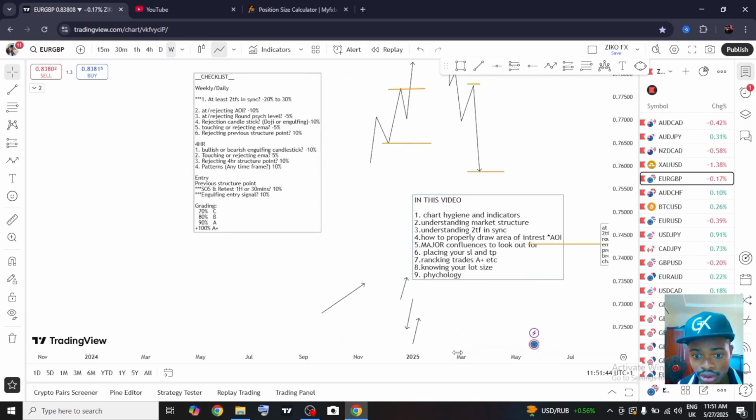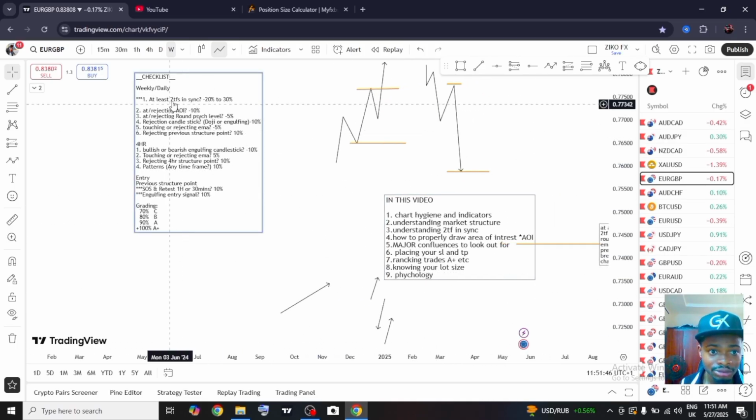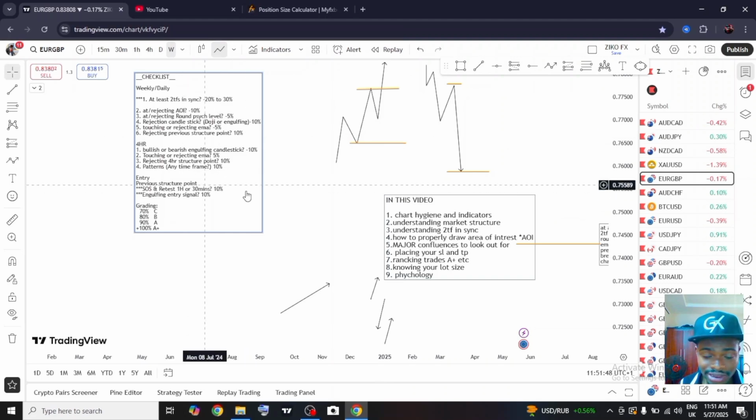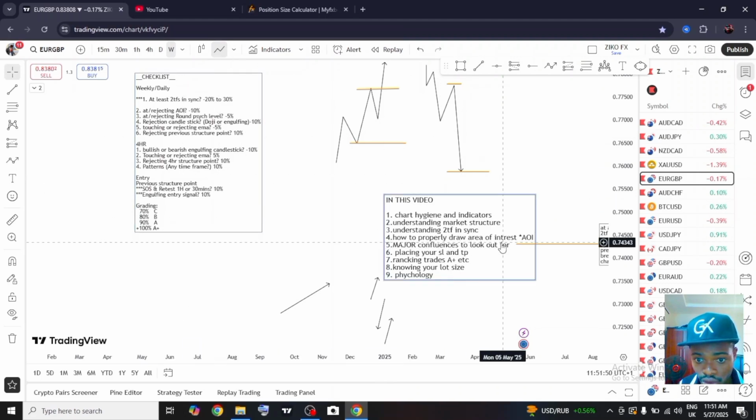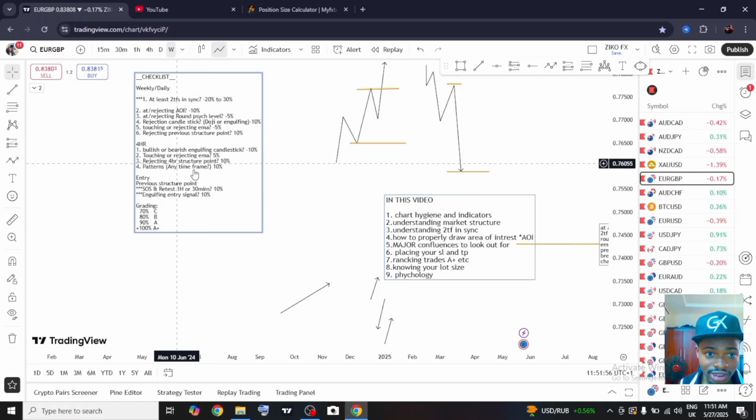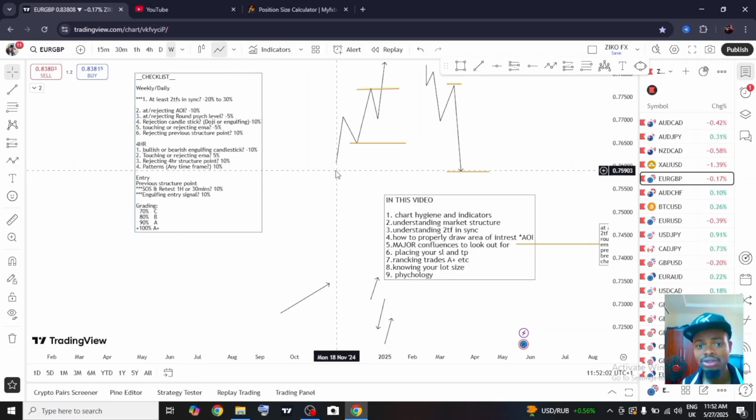So now what you'll be looking for on the daily time frame, remember we'll just cover all these things. How the major confluences to look out for is the same thing as number 7, how to rank your trade, right? But these are just the major confluences right here. Take a screenshot. These are the major confluences to look out for. Is price rejecting area of interest? Is it around a psychological level?